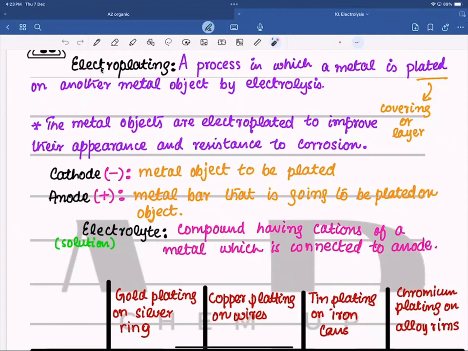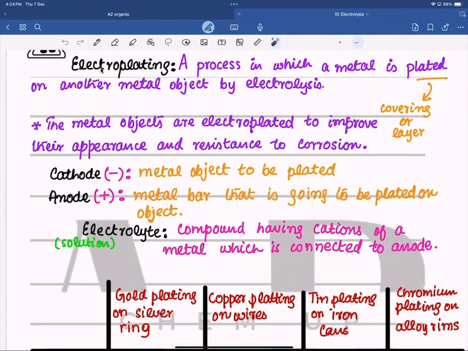For example, if I have a silver ring and I want to plate it with gold, I have to connect that silver ring with the cathode and gold bar to the anode. For example, if I have an alloy ring and I want to plate it with the chromium to make it more shiny, I am going to connect that alloy ring to the cathode and the chromium bar to the anode. Sir, what about the electrolyte?